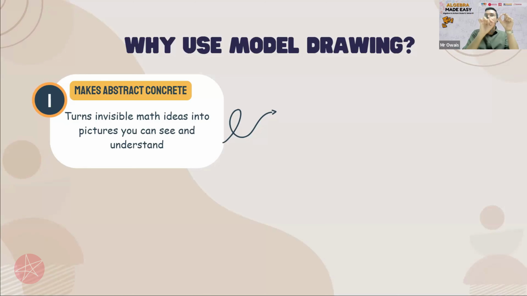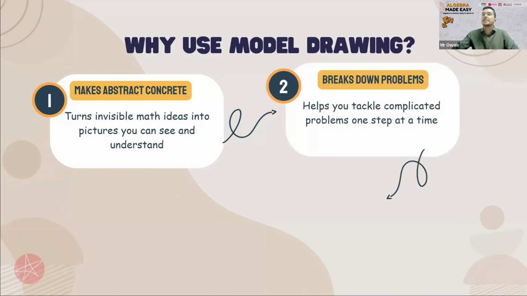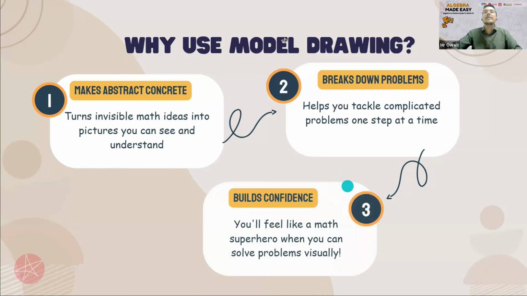We're going to draw some models, okay? And from those models, we're going to be able to see visually and understand what's actually happening and what the question actually wants from us, okay? And of course, like I said, word problems can sometimes be very lengthy. So it helps us to tackle complicated problems one step at a time. We're going to draw one model at a time, and that is going to help us to solve or break down the problem, okay? And of course, it is going to build confidence.